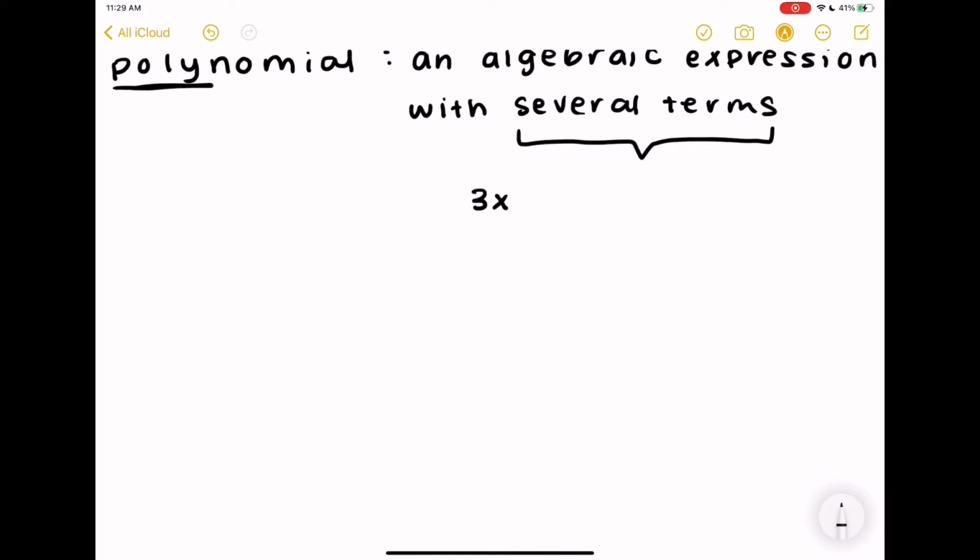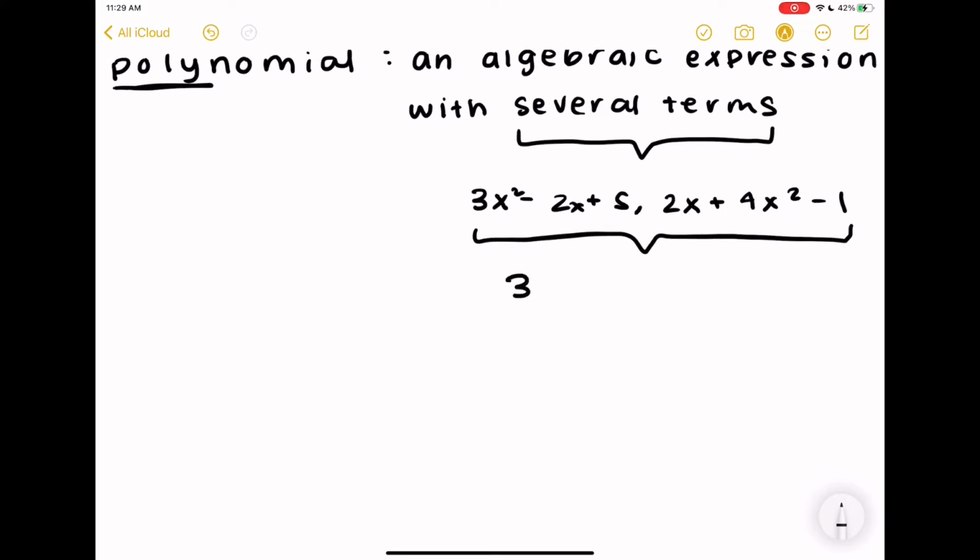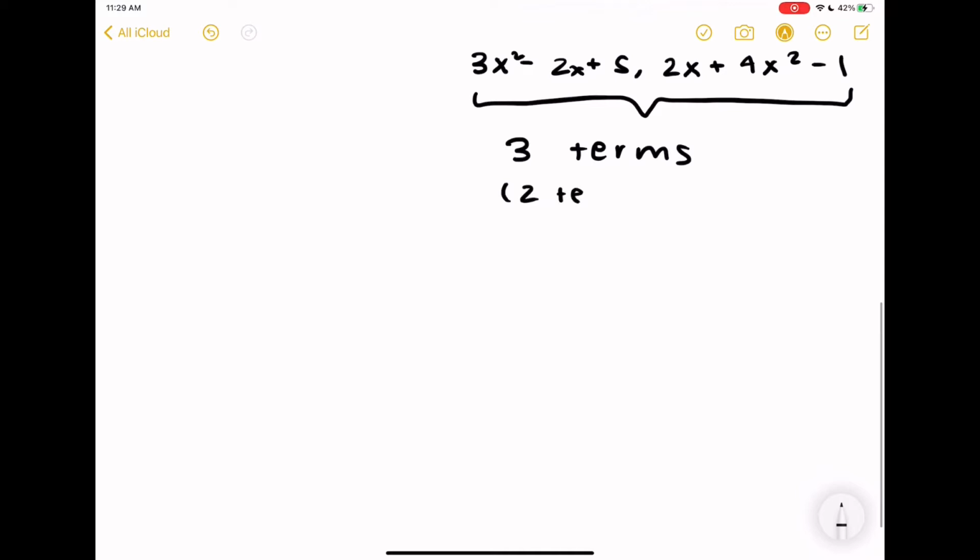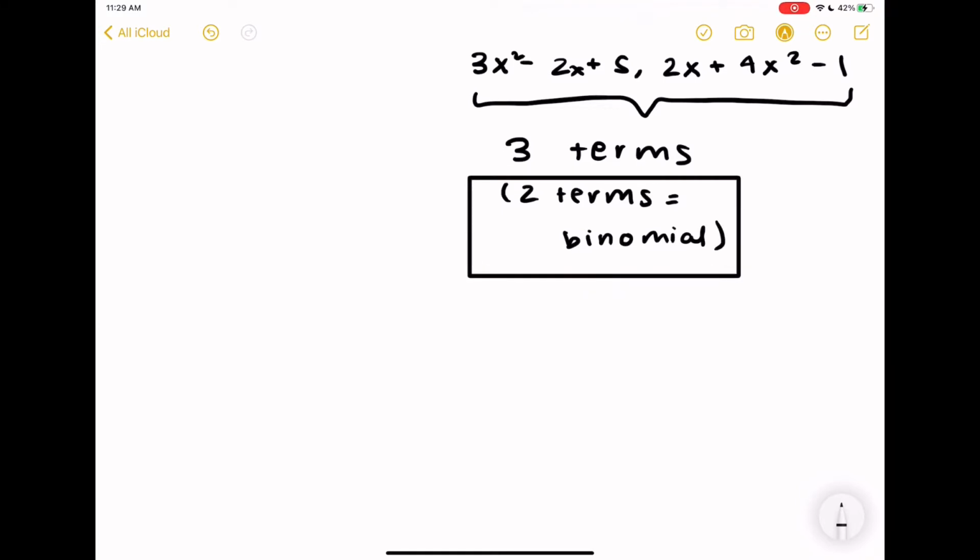An example of a polynomial could be 3x squared minus 2x plus 5, or it could be something like 2x plus 4x squared minus 1. Usually you put it in order based on the biggest square, like 3x squared minus 2x plus 5, but you could still have 2x plus 4x squared minus 1. As long as it has 3 or more terms, it is considered a polynomial.